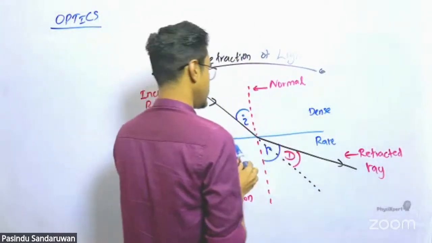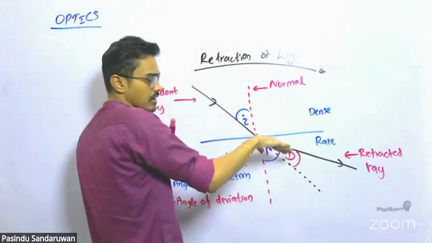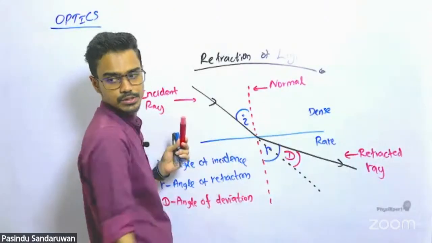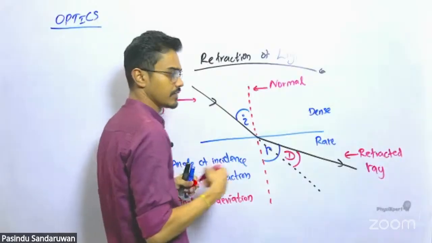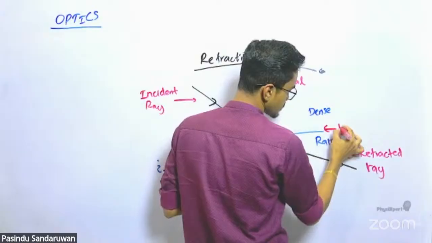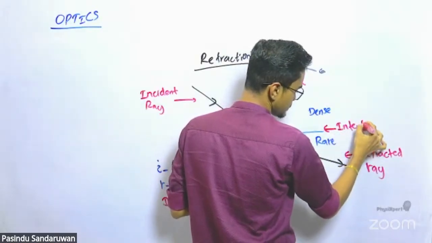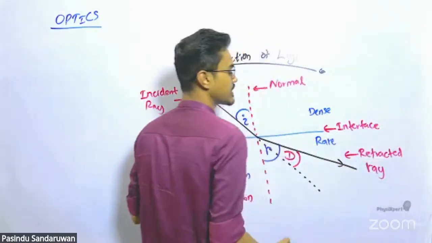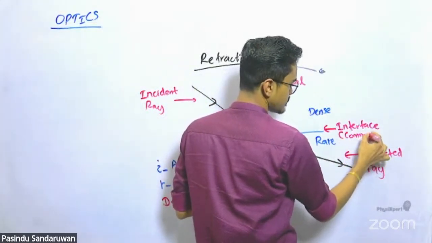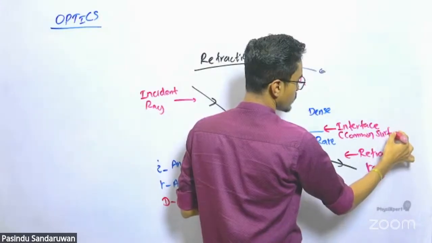And this line which separates the two media is called the interface, just as in hydrostatics, or the common surface.